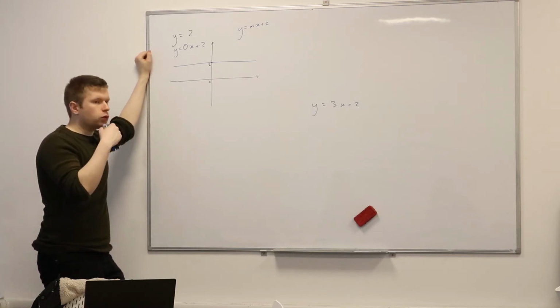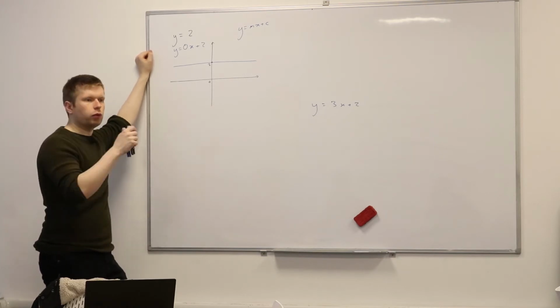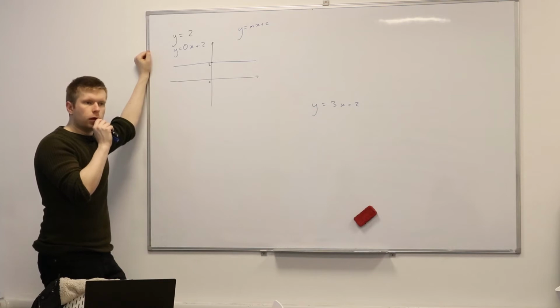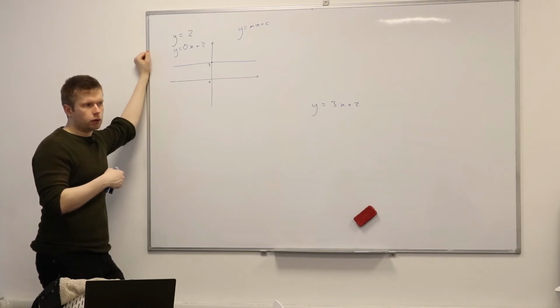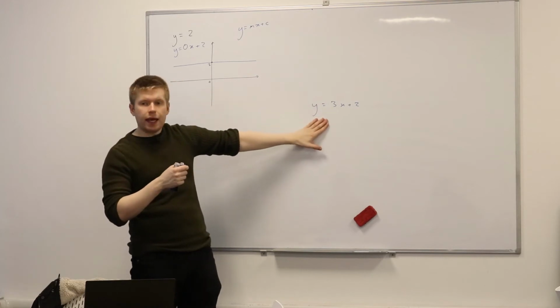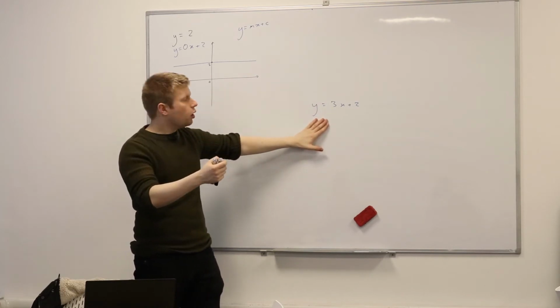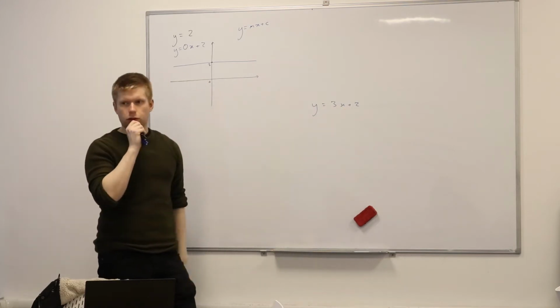If x equals 1, what would y be equal to? 5. If x equals 5, what would y be equal to? 17. Okay, so what's happening here? I give you an x coordinate, how do you get the y coordinate? Yeah, so you're literally saying this line here connects together all of the points which have a y coordinate which is 3 times the x coordinate plus 2.